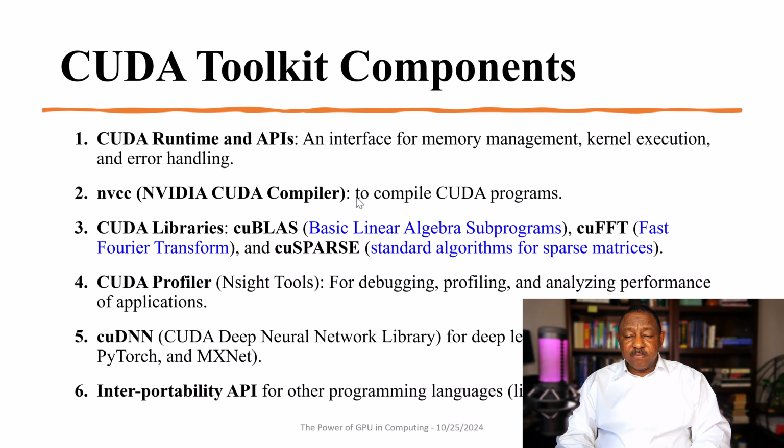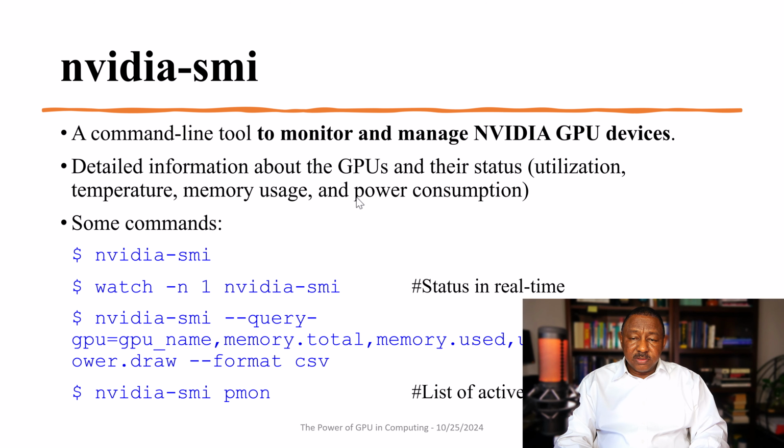The CUDA profiler, and also cuDNN. This library is for machine learning and neural networks, and is used by TensorFlow and PyTorch. There are other libraries as well, but these we call the CUDA toolkit components, and they are really very important.